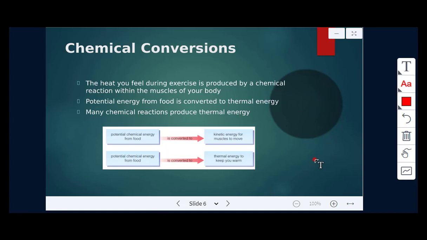So chemical conversions: the heat that we feel during exercise is produced by a chemical reaction within the muscles of the body. Potential energy from food is converted to thermal energy, and many chemical reactions also produce thermal energy. So for example, the potential chemical energy from food gets converted to kinetic energy for muscles to move. Potential chemical energy from food is also converted to thermal energy to keep us warm.